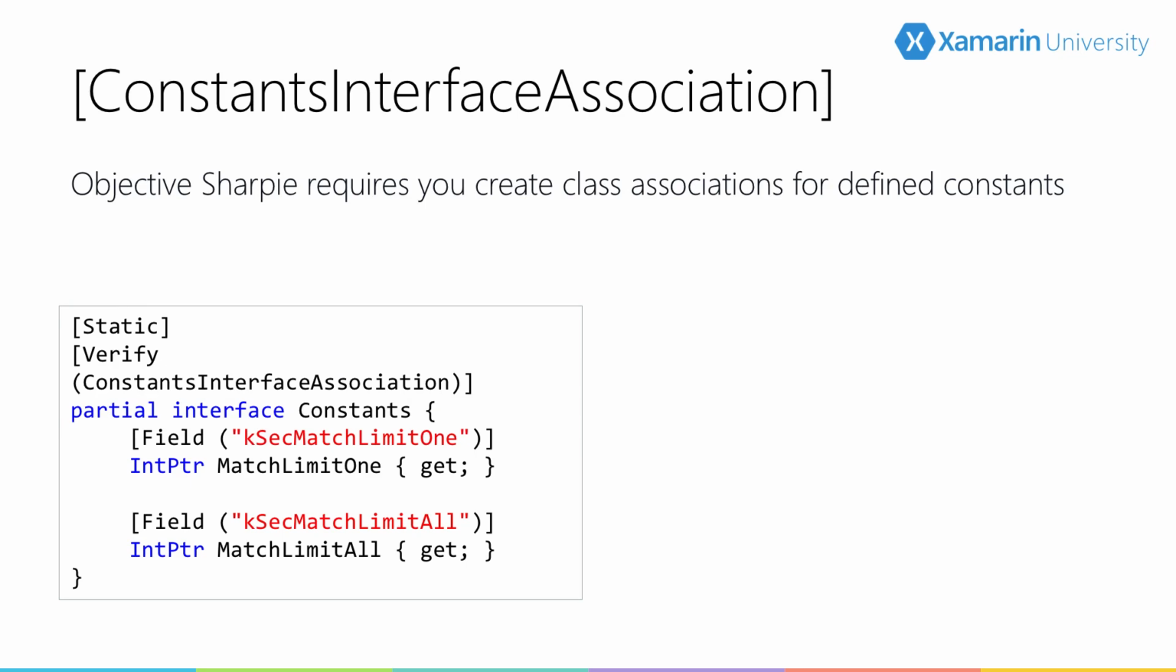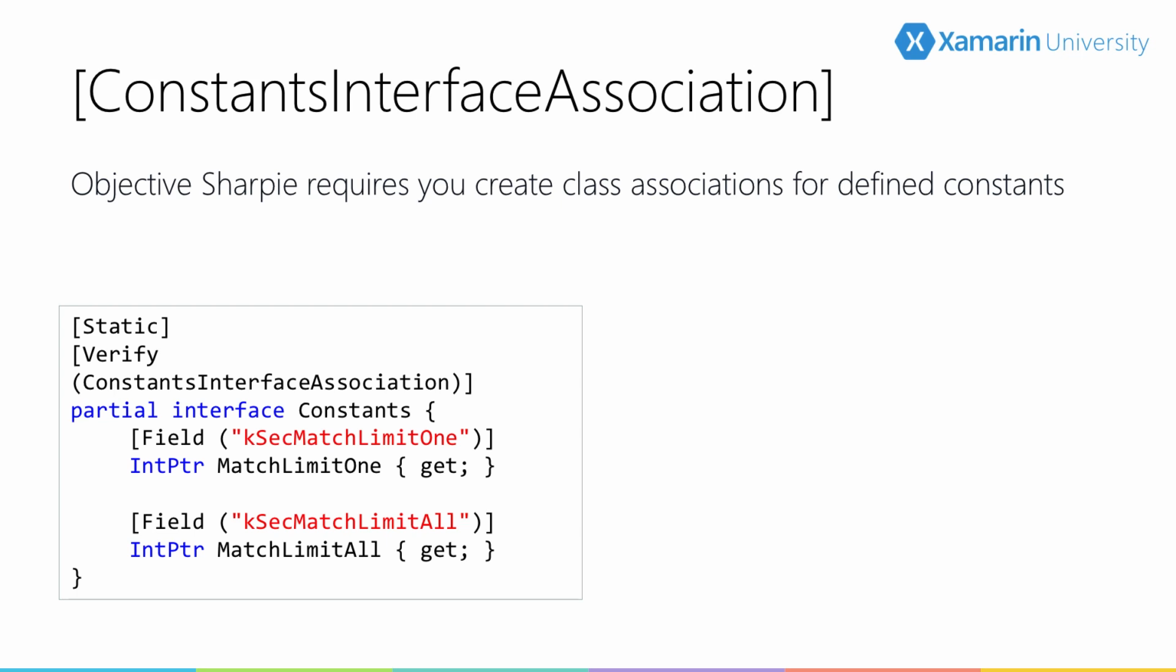Objective-Sharpie requires you to create class associations for defined constants. Now, to understand why this is required, we need to understand what happens with Objective-C. There is no foolproof way to determine with which Objective-C interface an extern variable declaration may be associated, and typically your constants are extern. Remember, extern is used to tell the compiler that an object of a type is declared somewhere. The compiler does not need to know where the type exists, only the name and the type of the object.